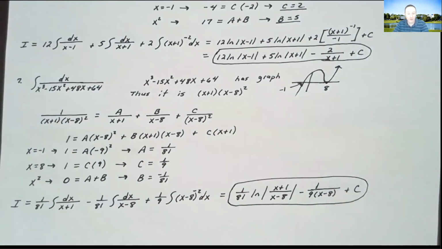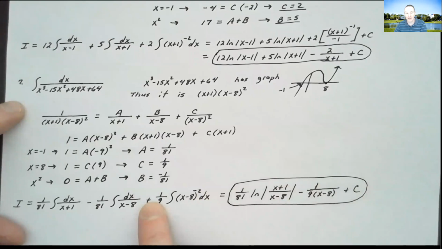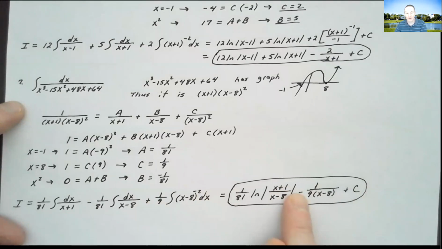So then this term right here is going to become x minus 8 to the -1 over -1. That -1 is just going to change the sign on this term and make it minus 1 over 9. And then the x minus 8 to the -1 becomes x minus 8 to the +1 in the denominator.